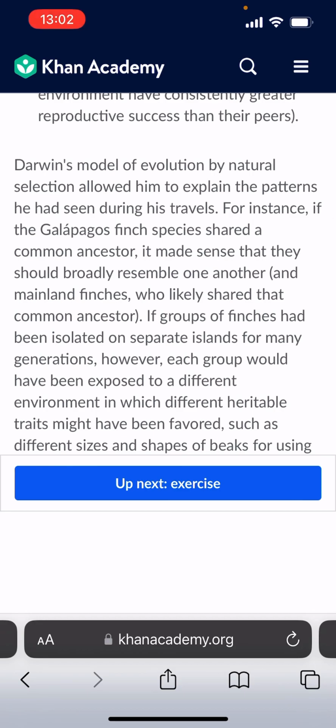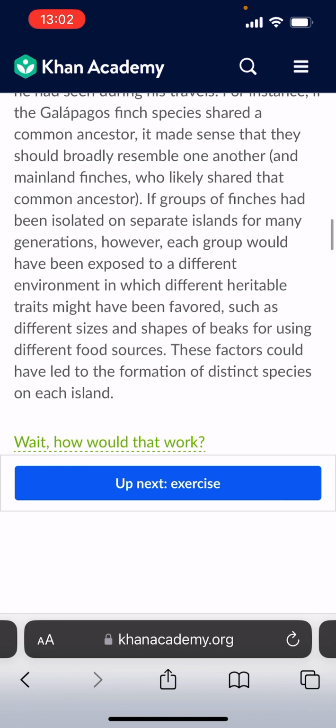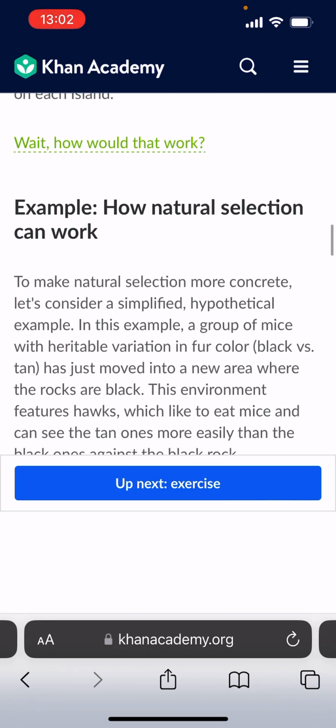Darwin's model of evolution by natural selection allowed him to explain the patterns he had seen during his travels. For instance, if the Galapagos finch species shared a common ancestor, it made sense that they would broadly resemble one another, and mainland finches who likely shared a common ancestor. If groups of finches had been isolated on separate islands for many generations, however, each group would have been exposed to a different environment in which different heritable traits might have been favored, such as different sizes and shapes of beaks for using different food sources. These factors could have led to the formation of distinct species on each island.